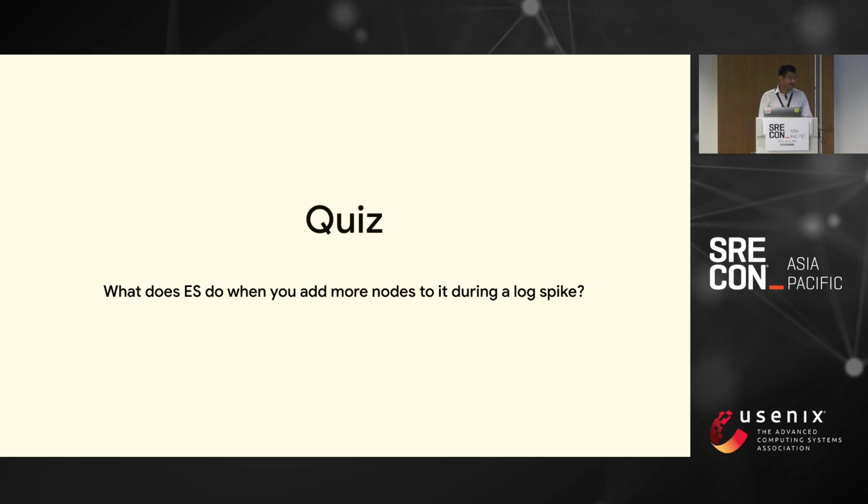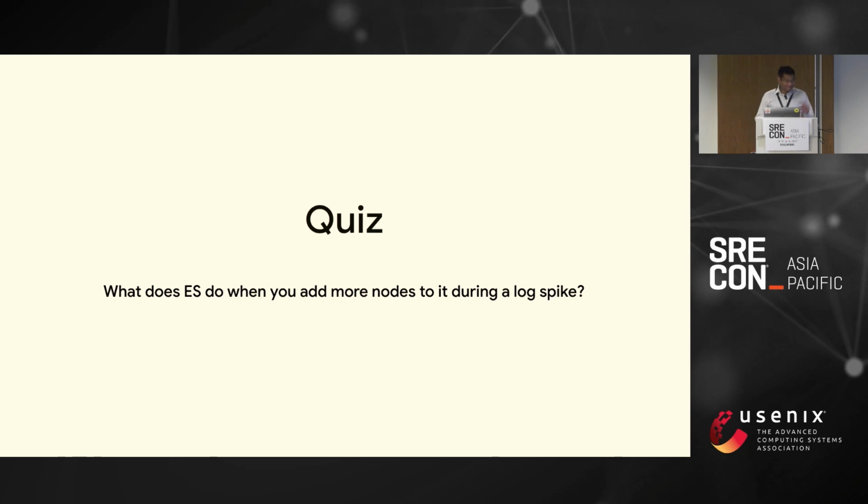So, a short quiz question. Let's say you have a log spike, and you are using Elasticsearch or OpenSearch. Does anyone know what happens when you add more nodes to Elasticsearch during a log spike? What happens when you add more capacity to Elasticsearch? What's the first thing it does? Does anyone know?